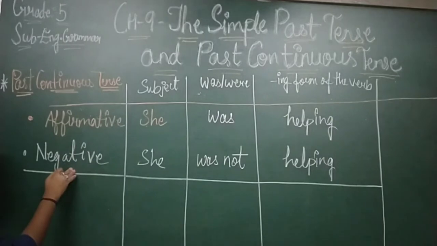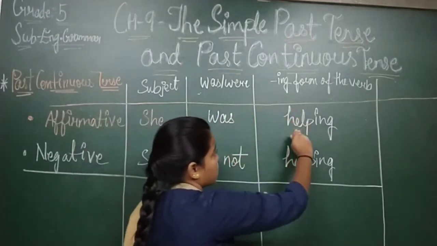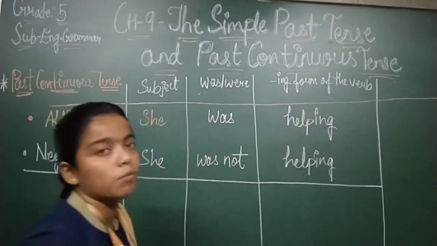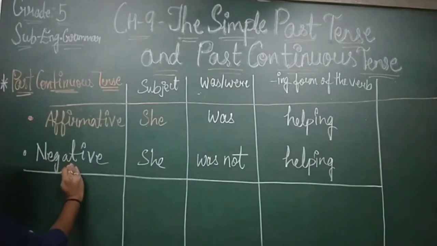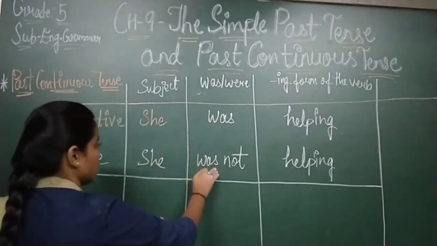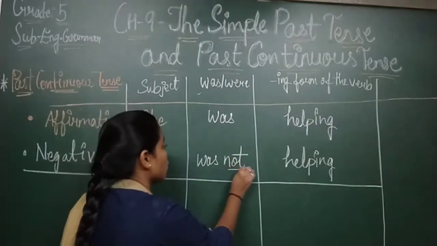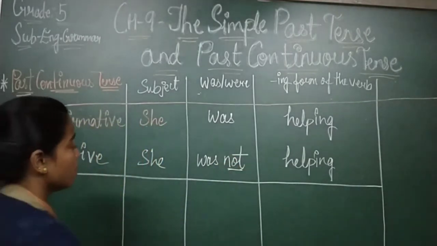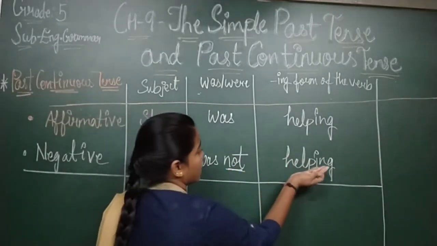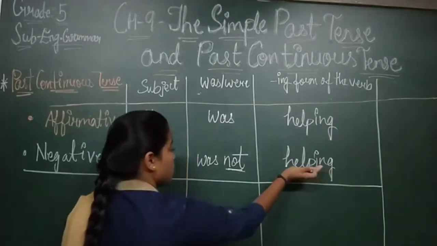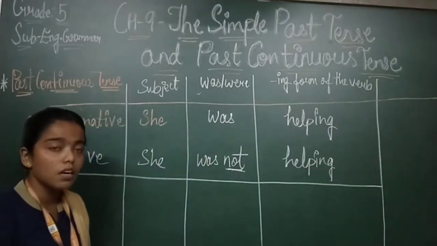So this was the affirmative and the negative part of subject she, and the was where we used in the past continuous and helping, the ing form of the verb. Our verb was help. In the negative form, how we will use she was, but here we have to add not into it. To show the negative form, we added not. So she was not, as it is, we will write the helping verb helping. She was not helping.